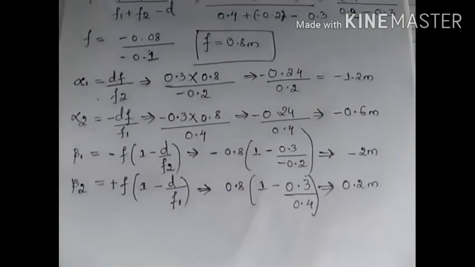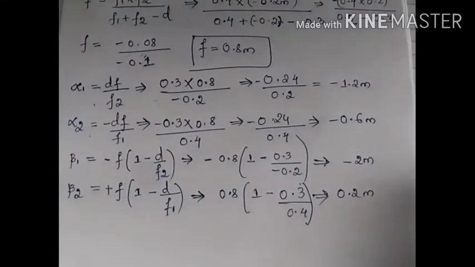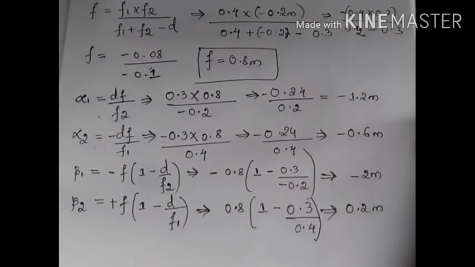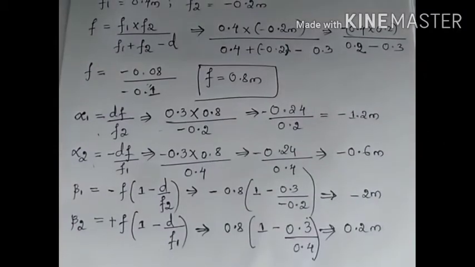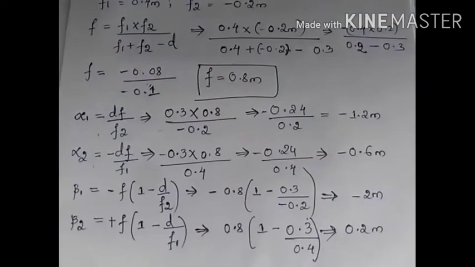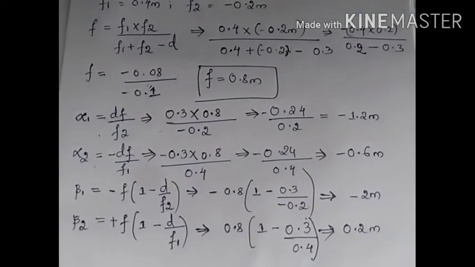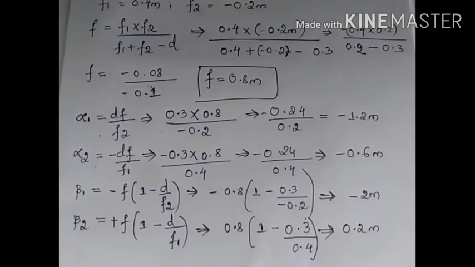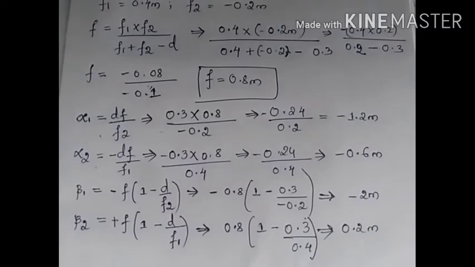So we found the equivalent focal length for the system. The equivalent focal length for the system came around 0.8 meters. By using this equivalent focal length, we found the four cardinal points, that is alpha 1, alpha 2, beta 1 and beta 2. Alpha 1 came around minus 1.2 meters, alpha 2 came around minus 0.6 meters, beta 1 is minus 2 meters and beta 2 is 0.2 meters.